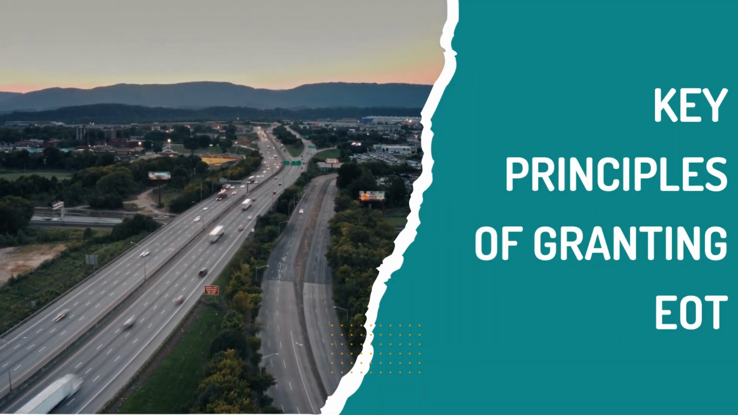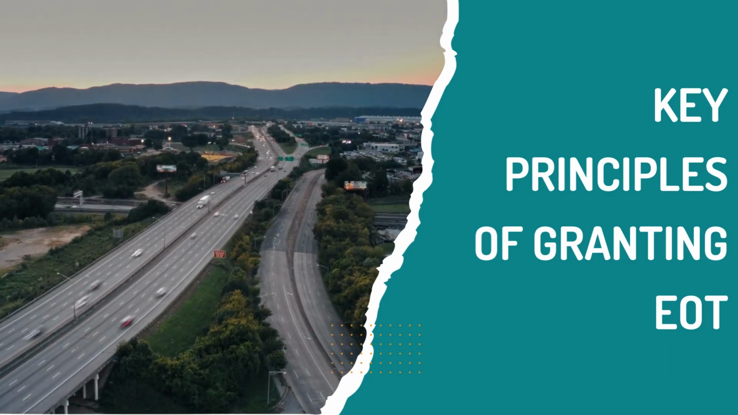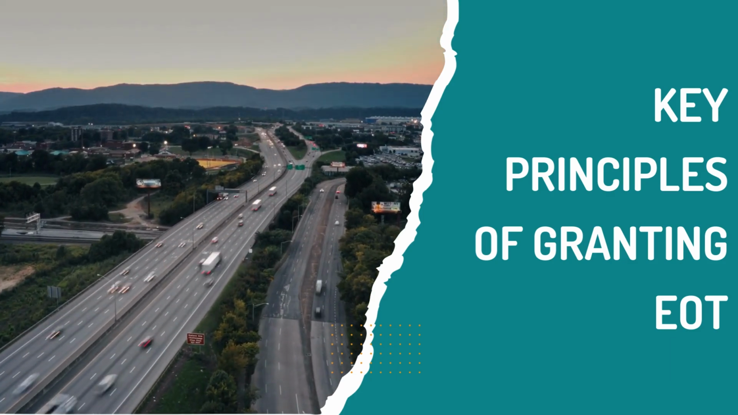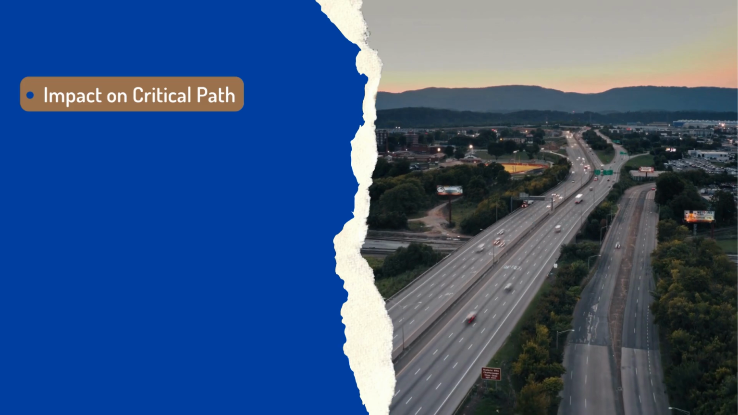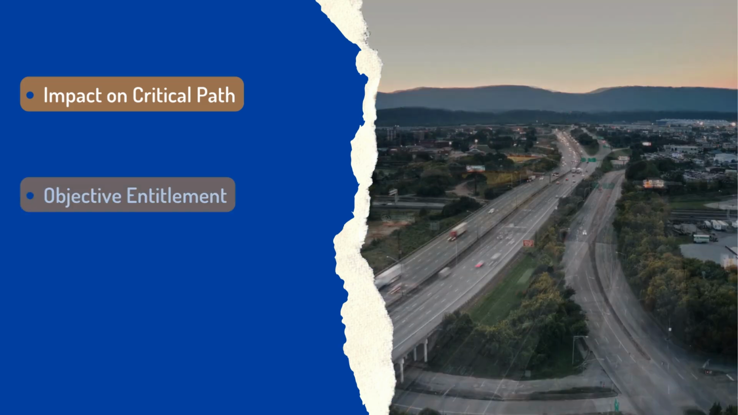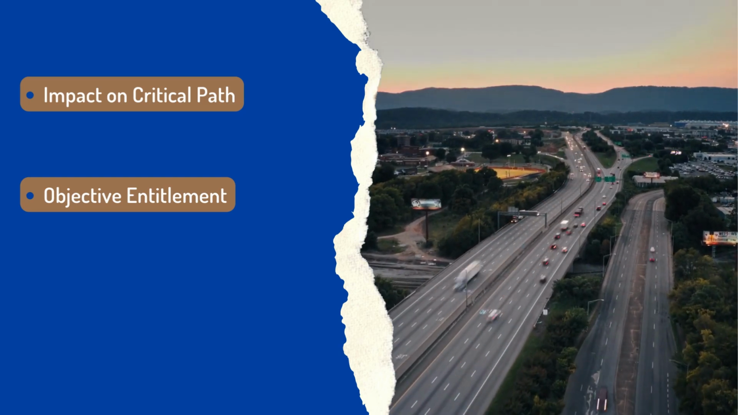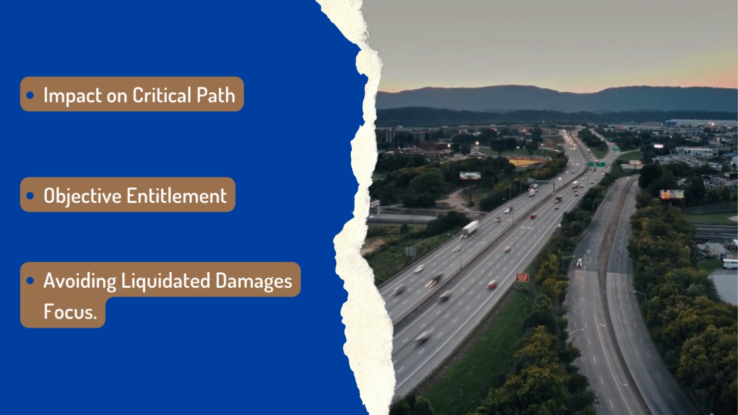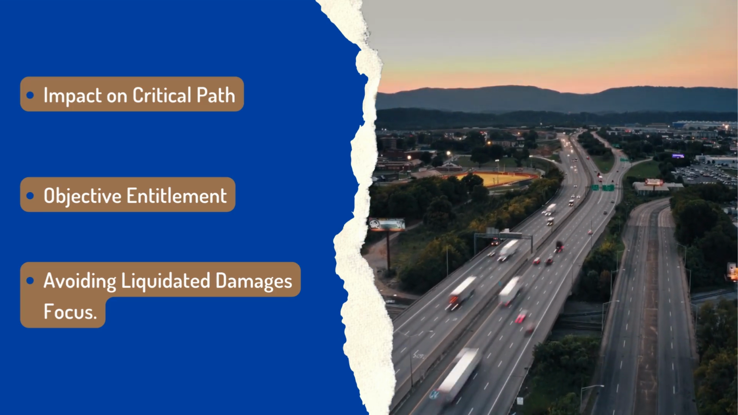EOT should be granted if an employer risk event is expected to prevent the completion of work by the agreed date. Key principles include focusing on how the event impacts the project's critical path and determining the contractor's entitlement based on the contract terms. The goal is to establish the contractual right to an EOT without the bias of preventing liquidated damages.